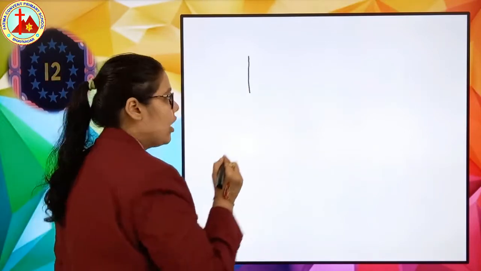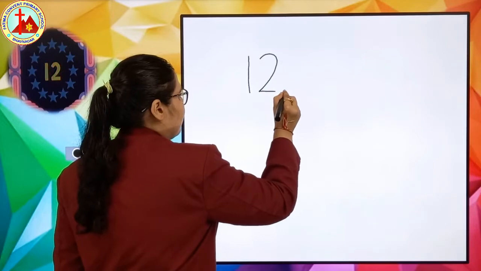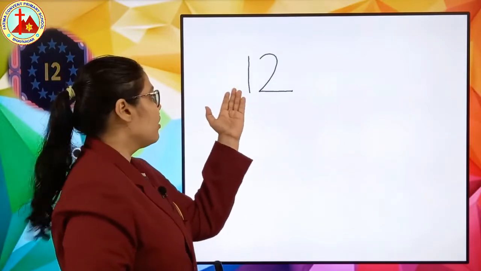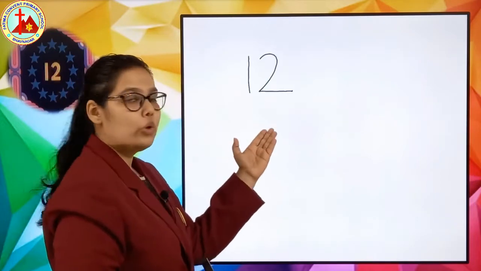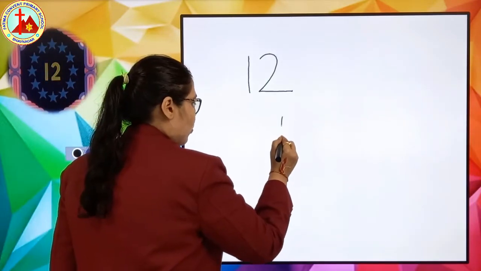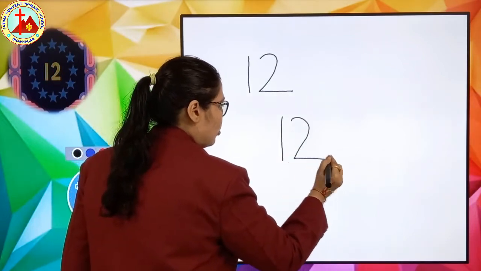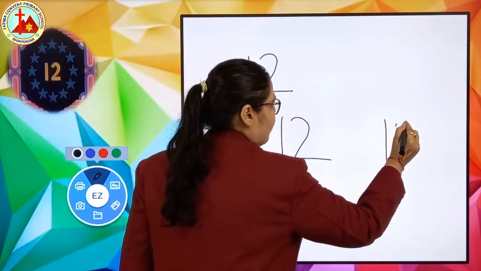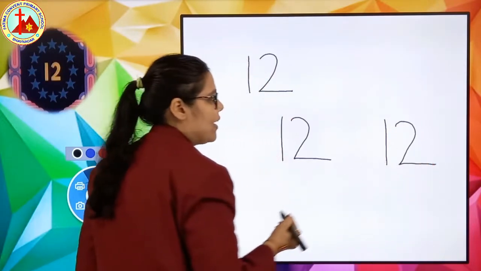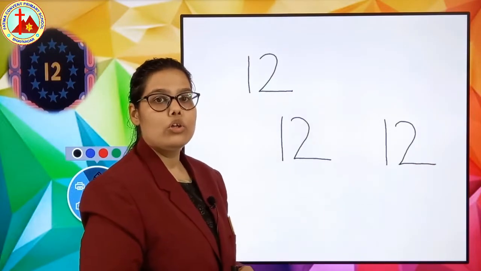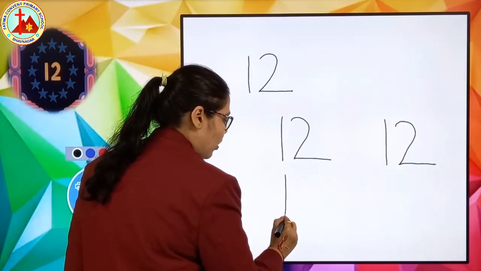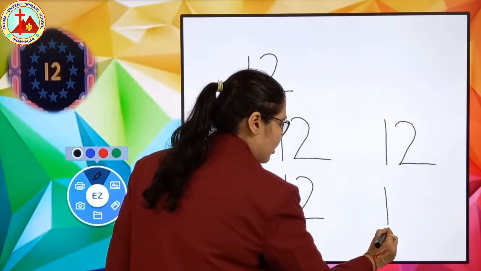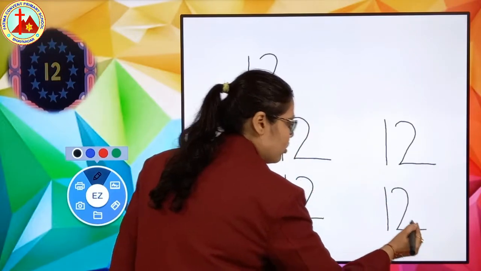First you have to write 1, then which number? 2. 12. You children already know how to write 1 and 2 also, okay? 12. Which number? First you have to write 1, upward to downward makes 1, then do a curve and go down and make a sleeping line. Which number? 2. 12. Which number we are writing? 12. Again, 12. Okay?